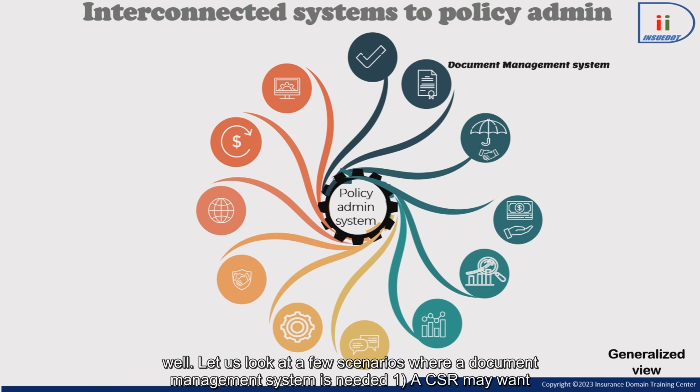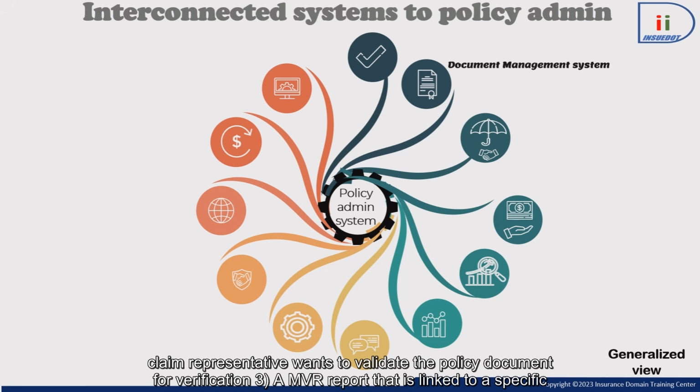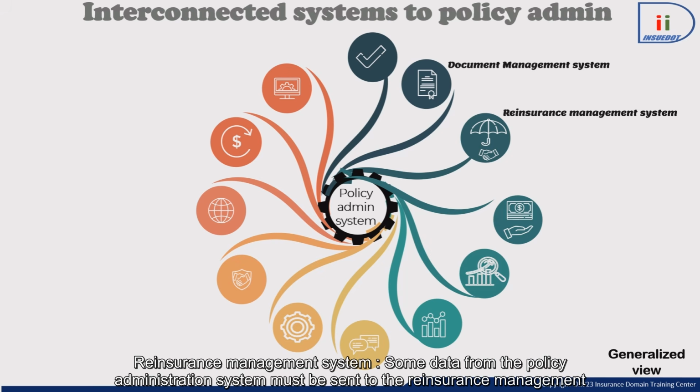Let us look at a few scenarios where a document management system is needed. 1. A CSR may want to look at the policy document before discussing it with the customer. He has to retrieve the policy. 2. A claim representative wants to validate the policy document for verification. 3. A MVR report that is linked to a specific policy needs to be stored in the policy administration system for retrieval and viewing.